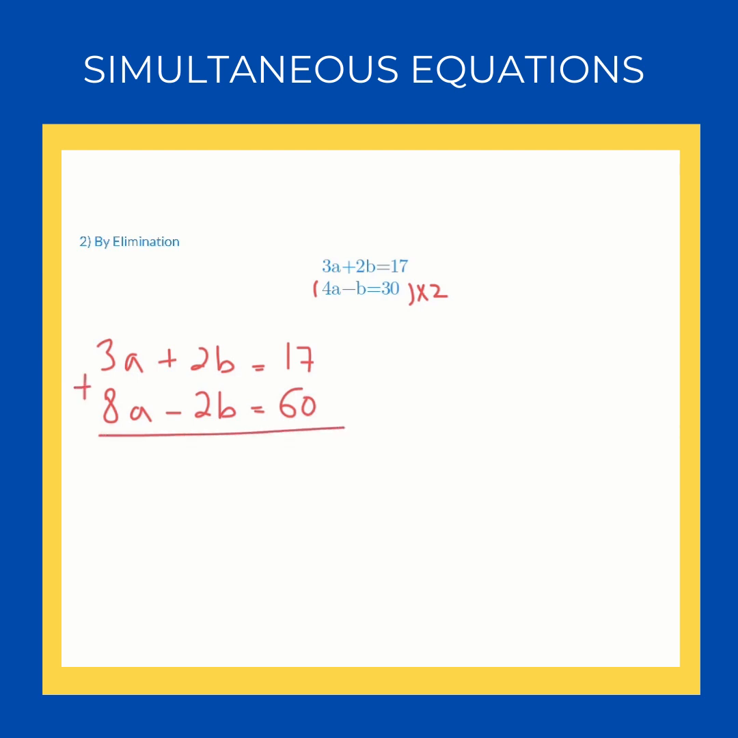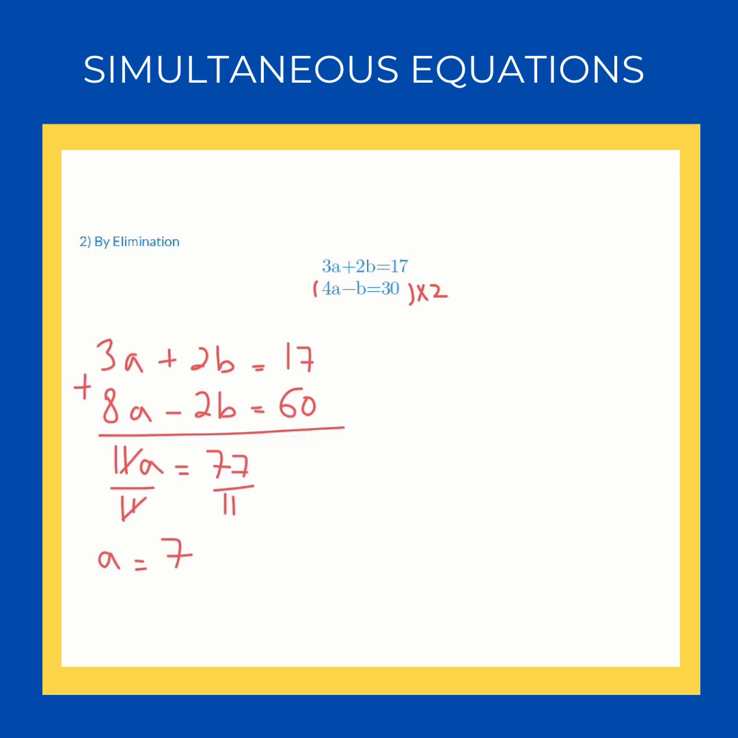So 3a plus 8a is 11a. 2b plus minus 2b is 2b minus 2b. So 2b minus 2b becomes 0. So b is cancelled out. So 11a equals 60 plus 17, and it is equal to 77. So I will divide 11a by 11 and 77 by 11. So a is equal to 7.